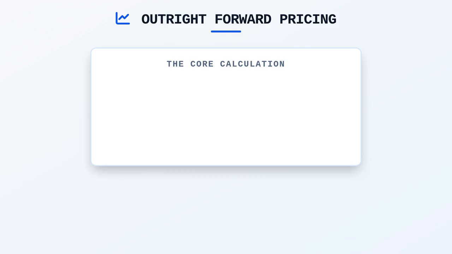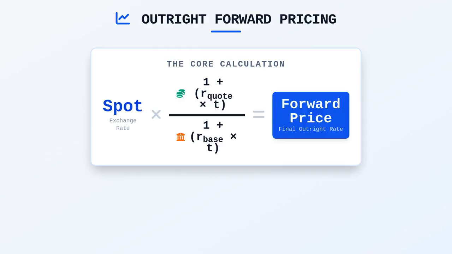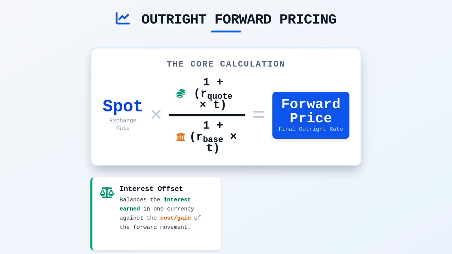The core formula for calculating an outright forward price relies on the ratio of the interest rate factors for the two currencies. You take the spot exchange rate and multiply it by the ratio of 1 plus the product of the quote currency interest rate and the time fraction, divided by 1 plus the product of the base currency interest rate and the time fraction. This ensures that the interest earned on the capital in one currency is offset by the cost or gain implied by the exchange rate's forward movement.